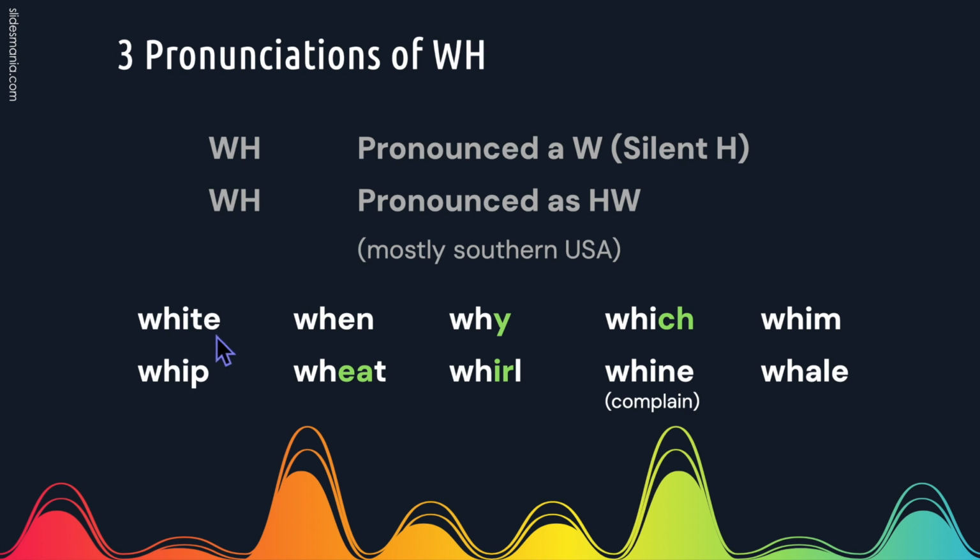Here we have a silent E, which is going to make the I have its long sound. White, when. A Y at the end of a short word has a long I sound of I, Y. CH's most common sound is ch: which, whim, whip. EA's most common sound is E: wheat. IR says whirl, wine. This isn't the drink. This is a small child complaining. And whale.